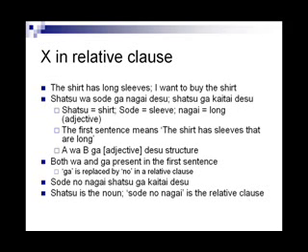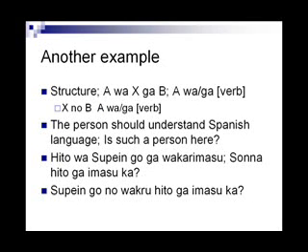Let us see how the sentence with relative clause looks like. Sode no nagai shatsu ga kaitai desu. Shatsu is a noun. Sode no nagai is the relative clause. It is positioned like a pseudo adjective. There is no adjective marker particle in Japanese. If something comes before a noun, it usually works like the adjective to the noun. To reinforce the understanding, let us look at the generic structure and yet another example.